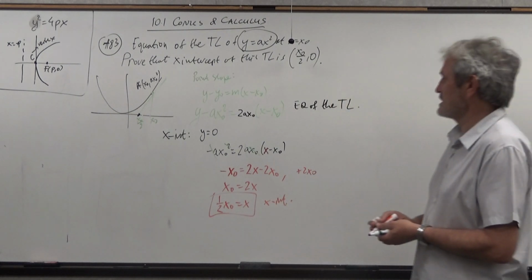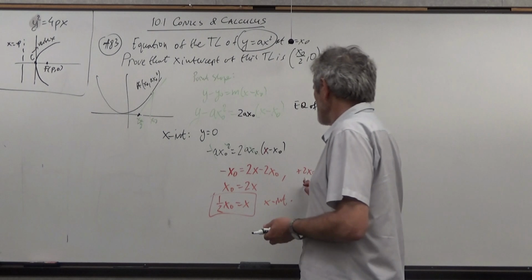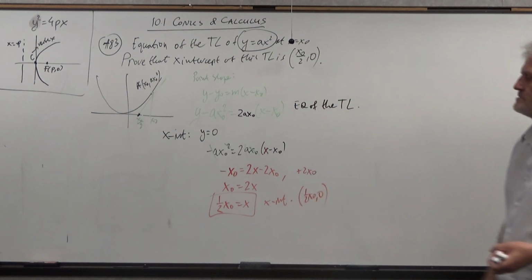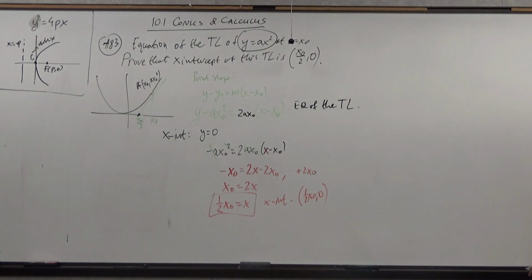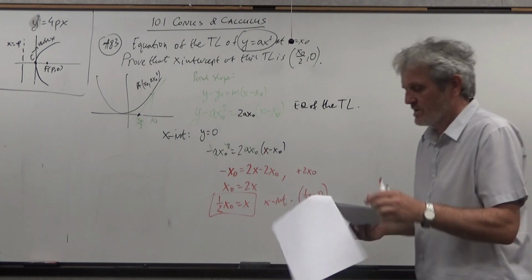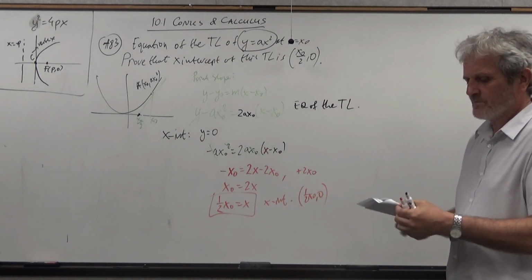Exactly what they wanted. They said the x-intercept is what? 1/2 x0 and 0. That's it. So it was really an exercise in Calculus 1. Nothing really fancy here or specific for this type of curve. So we just used our general principles.